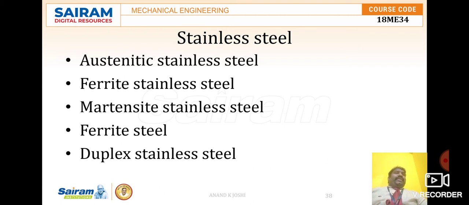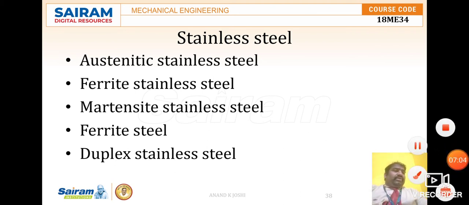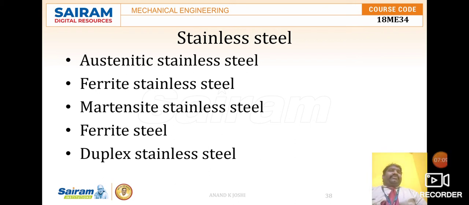So this film is rapidly self-repairing in the presence of oxygen, and the damage by the absorption, abrasion, and cutting or machining. So this stainless steel can be divided into five basic categories: austenitic stainless steel, ferritic stainless steel, martensitic stainless steel, precipitation hardening steel, and duplex stainless steel. Okay, so we'll discuss one by one what the different characteristics of these different forms of stainless steel are.